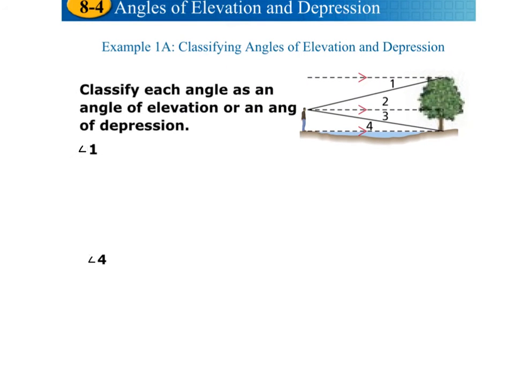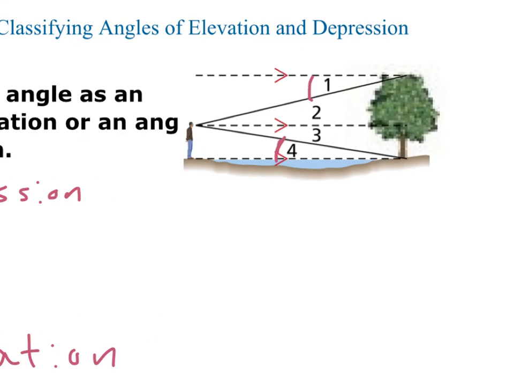All right, our first example, classify each angle as the angle of elevation or an angle of depression. So angle 1, what do you think this angle is? The angle of depression. So it's going down, so it's depression. What about angle 4? Elevation. I meant elevation, because it goes from the line of sight of the base of the tree and it goes up. Wait, are we talking about the line of the floor or the line above? Well, we're talking about the angle. This angle here.